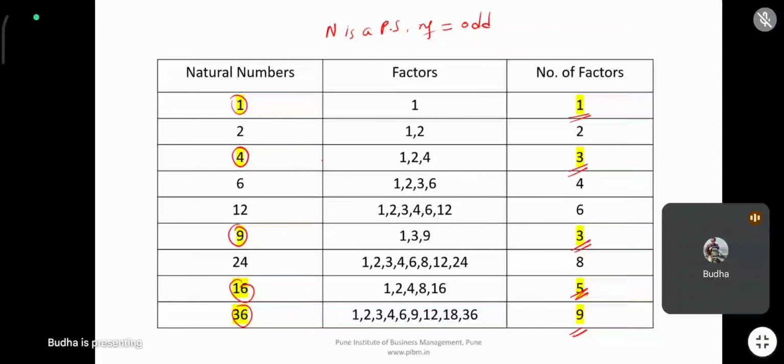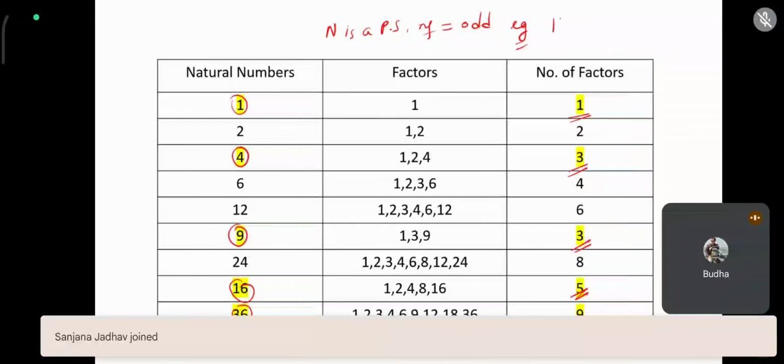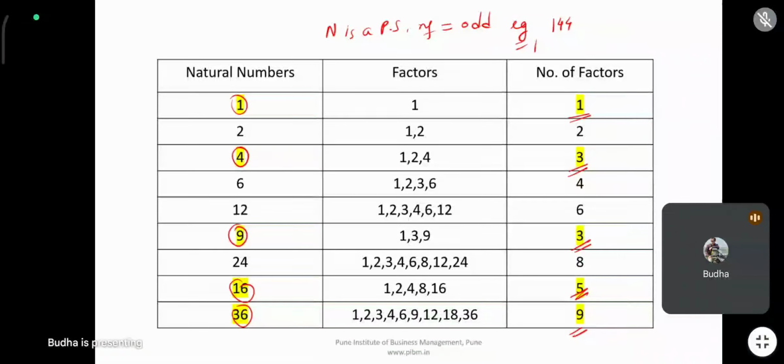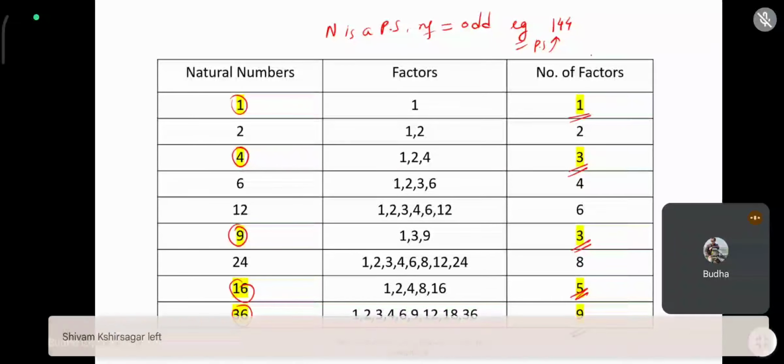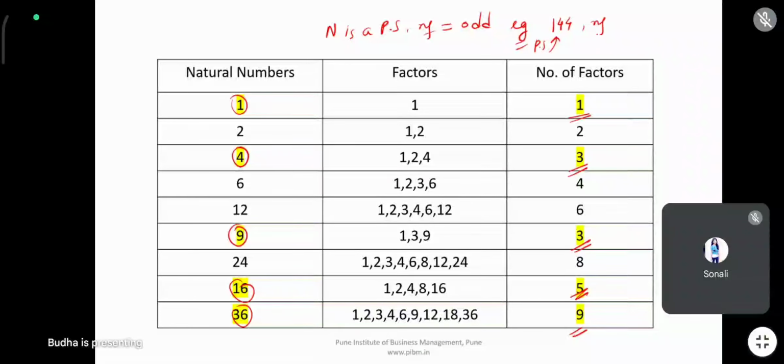This will always happen. Say for example, if I have a number like 144, is 144 a perfect square? Yes, it's the square of 12. So that means if you count its number of factors, you will get an odd number. But there is one more catch on top of this. Okay? Now look at what the catch is.